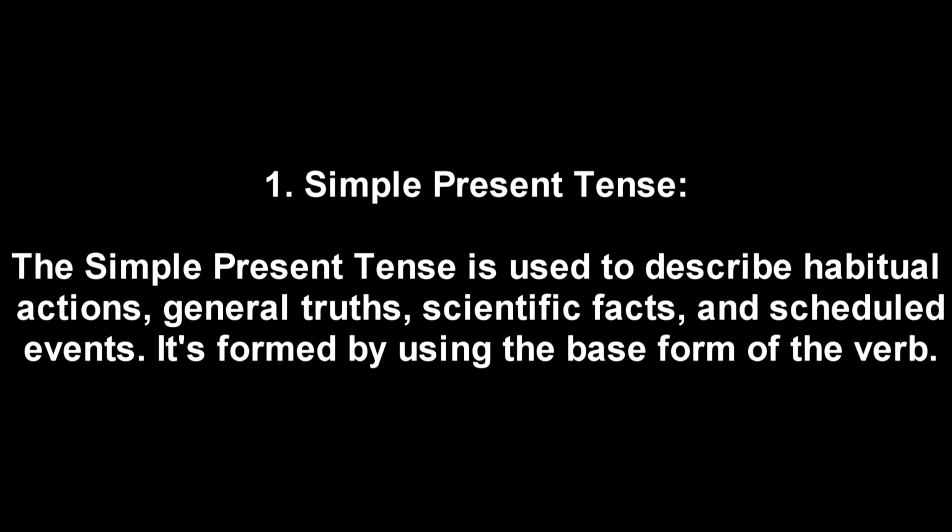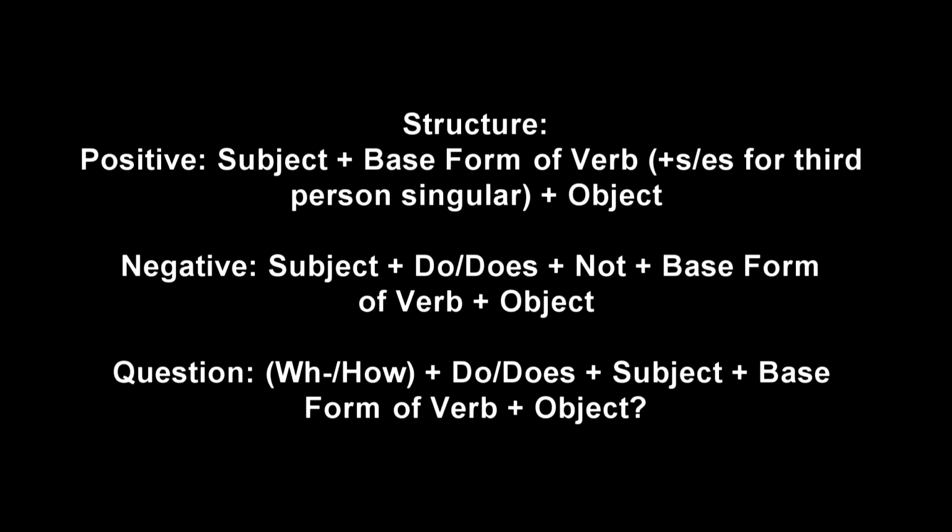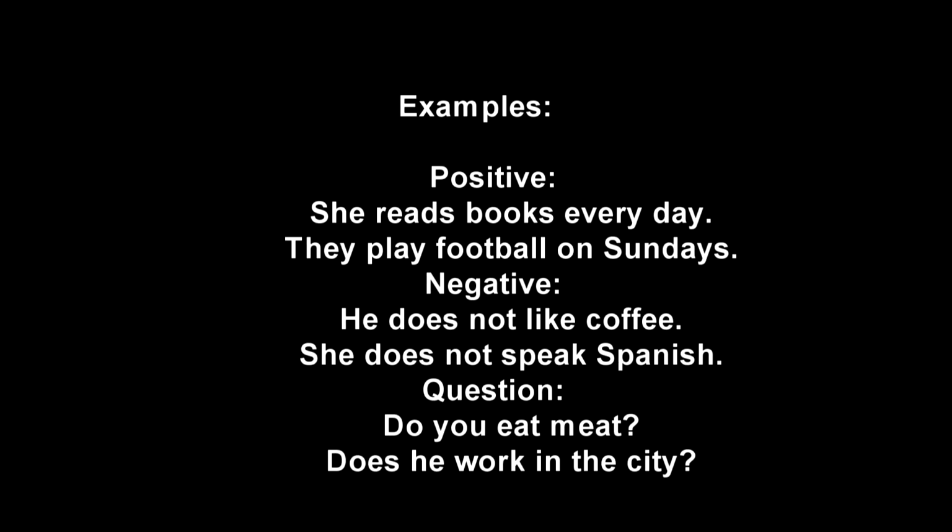The simple present tense is used to describe habitual actions, general truths, scientific facts, and scheduled events. It's formed by using the base form of the verb. Structure. Examples: positive, she reads books every day. They play football on Sundays.